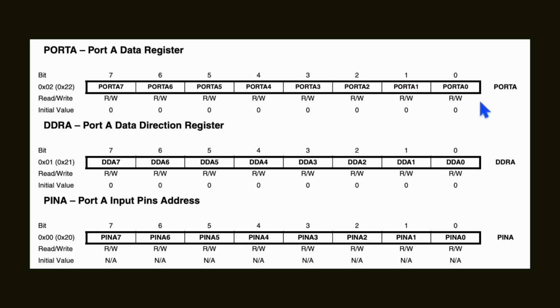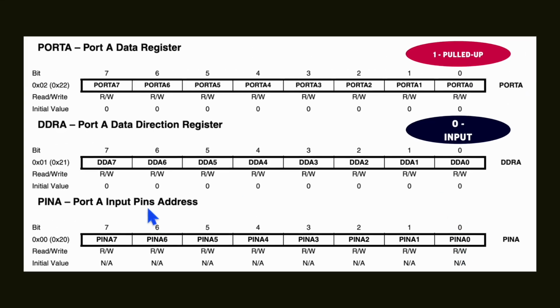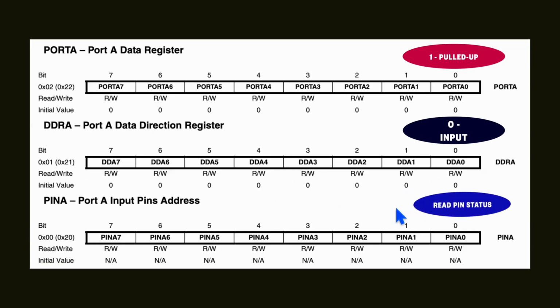And these are the registers we have. With the PORT register, you can select the pull-up resistor, or you can set or clear that pin if it is configured as output. With the help of the data direction register, you can configure the direction of that pin. Let's say you have configured this bit as 0, that means you are making PORTA0 an input, and if you write 1 to the PORT bit, that will enable the pull-up resistor for it. And with the help of the input pin address register, you can read the status of that pin. So this is basically to read the pin status.